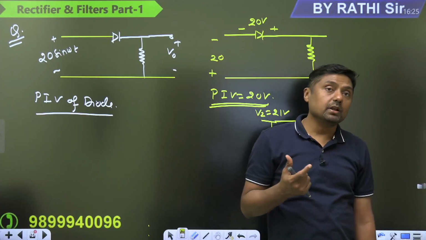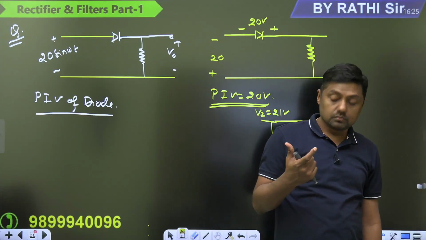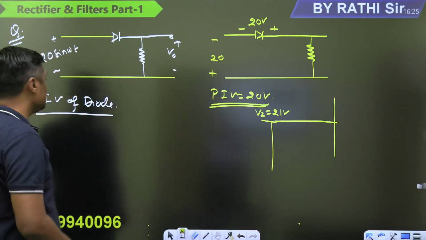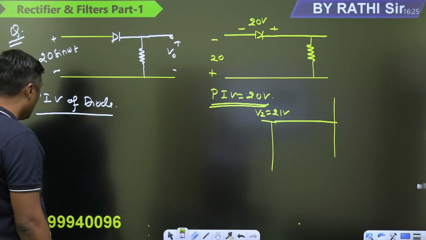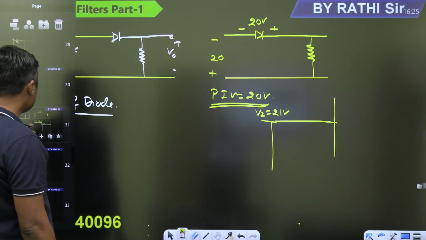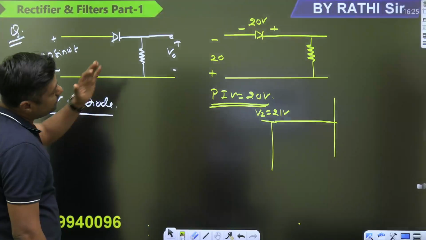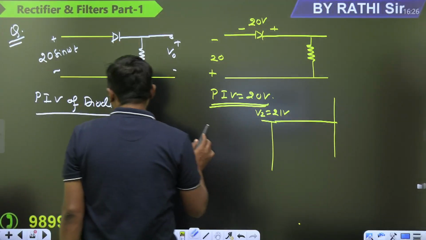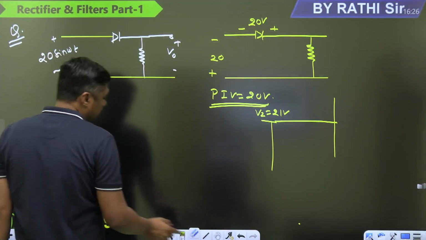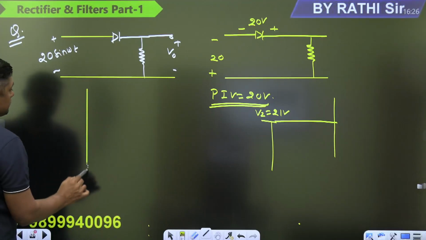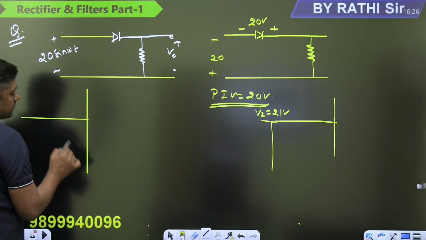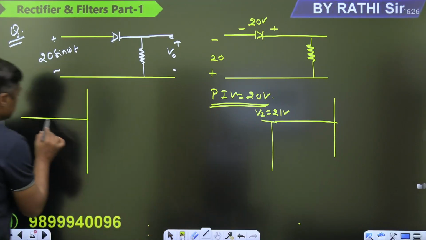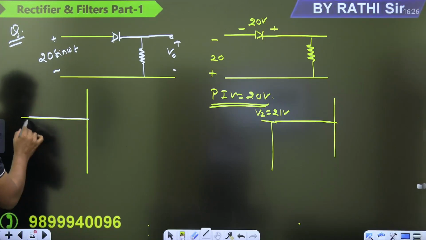But for example, if you have a diode which has a breakdown voltage of only 11 volt, then will that circuit work, yes or no? No. For example, in this particular question, no doubt the PIV appearing across the diode is 20 volt, but we have one diode which has a breakdown voltage of 11 volt. Can we connect this diode? We can't connect.